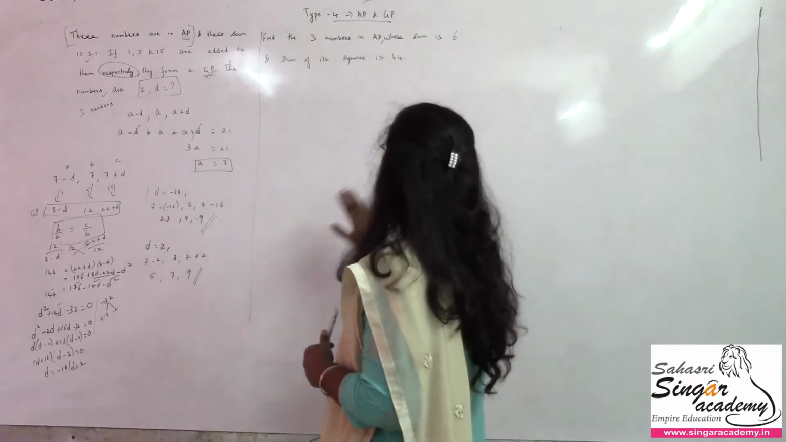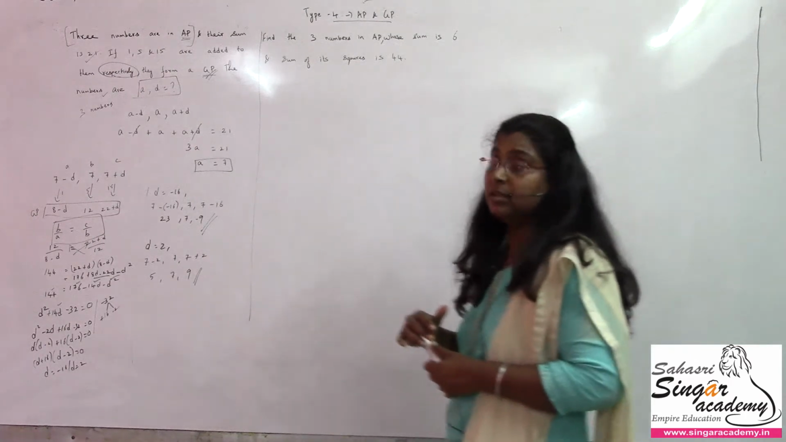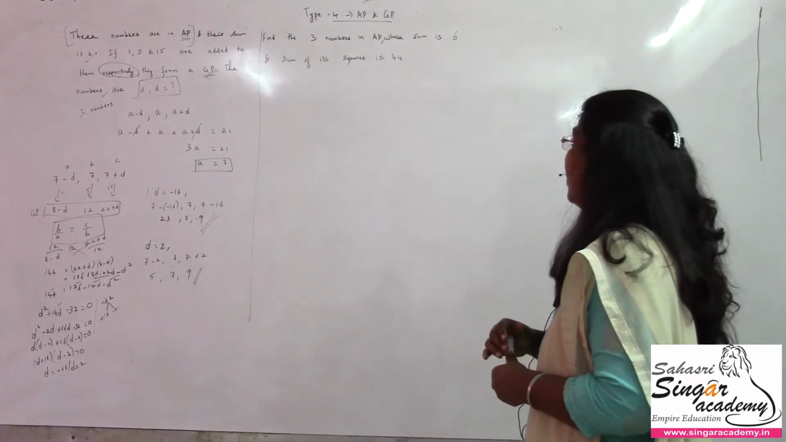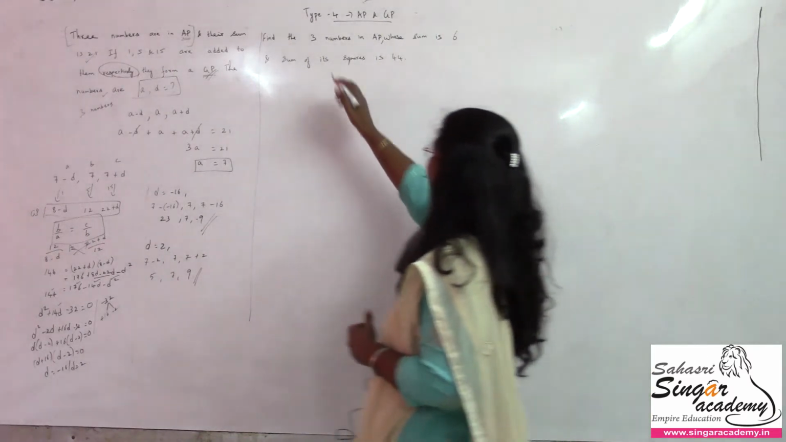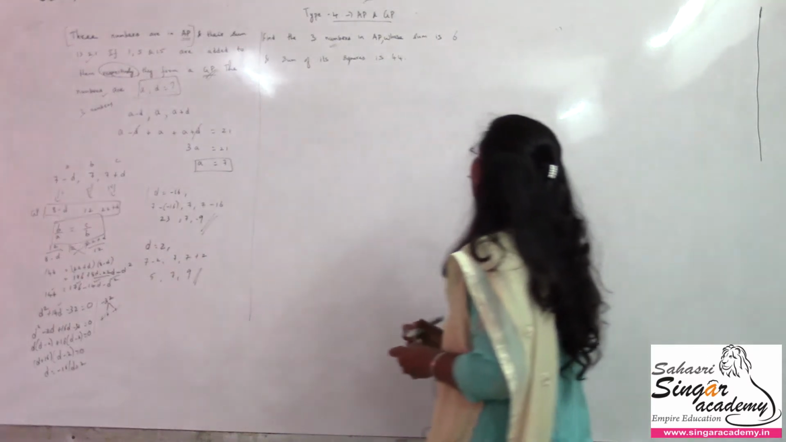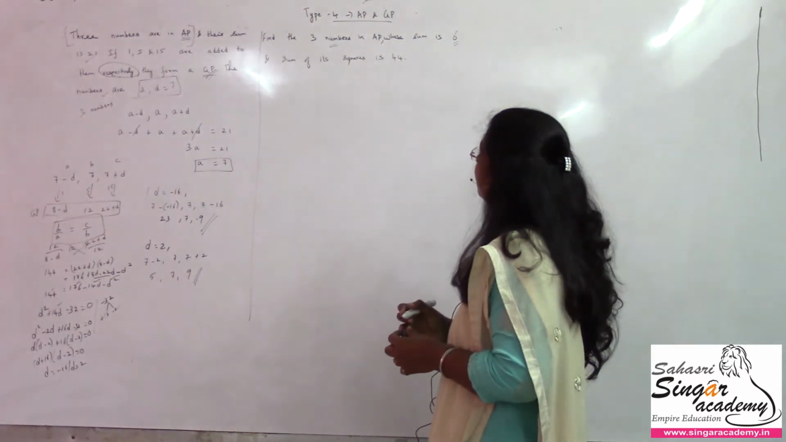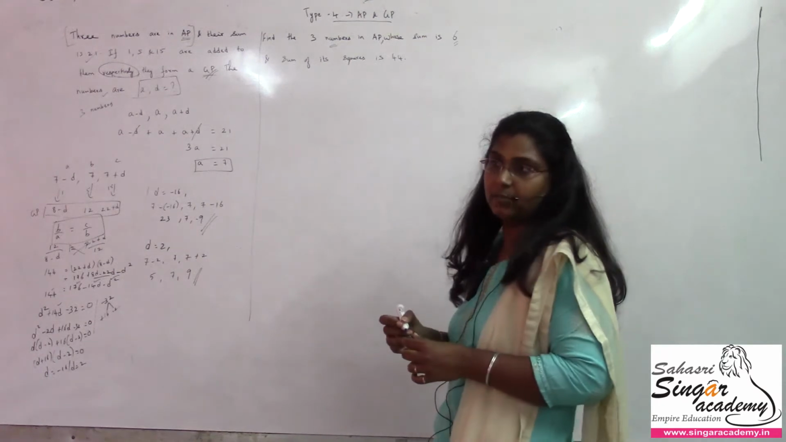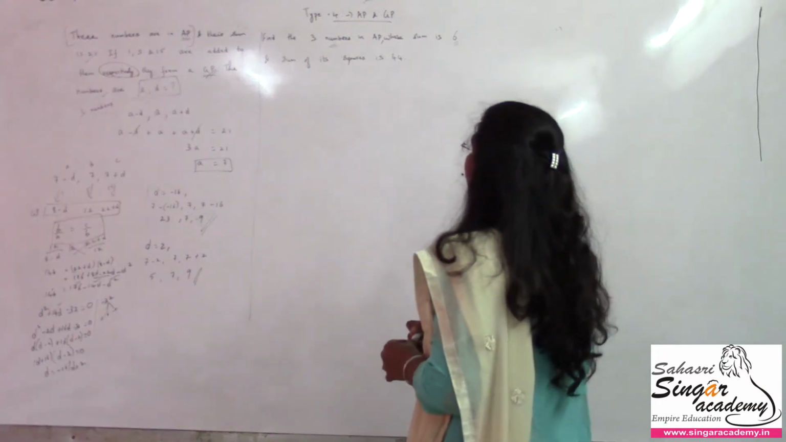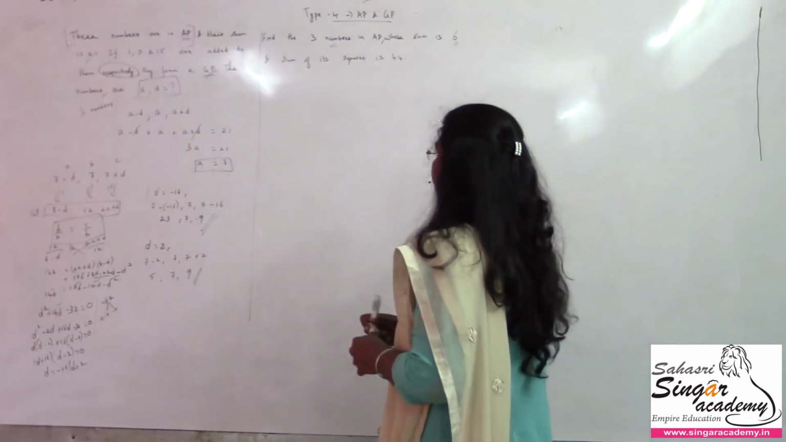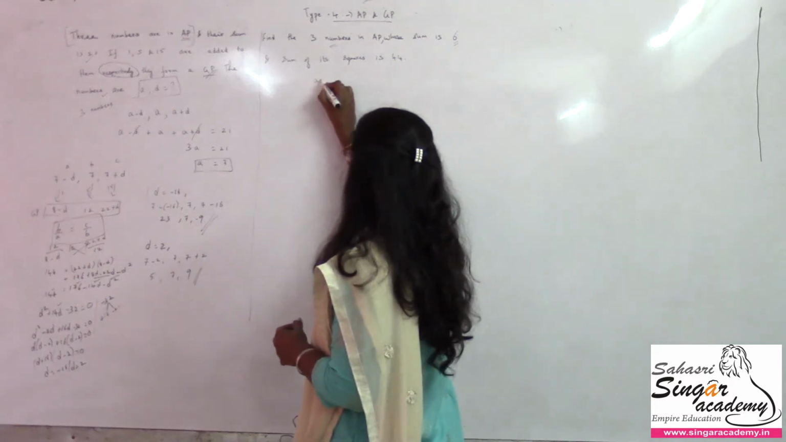And let me go here, the second problem. Find the three numbers in AP. Again, it's with respect to three numbers now. Three numbers in AP whose sum is given, and sum of its squares is 44. So I have to find three numbers in AP, which is A minus D.